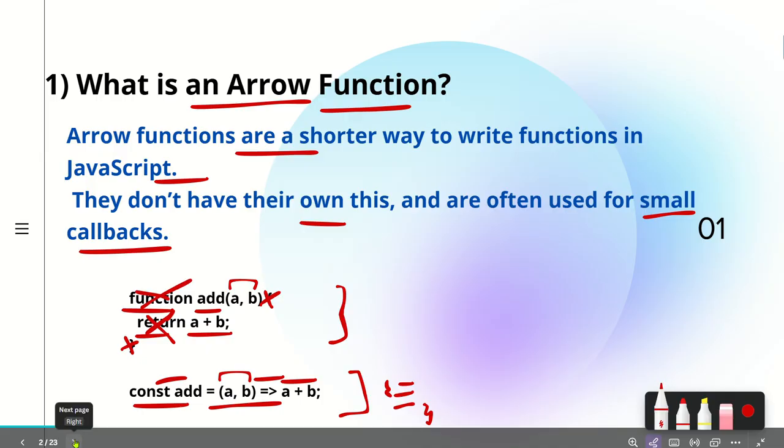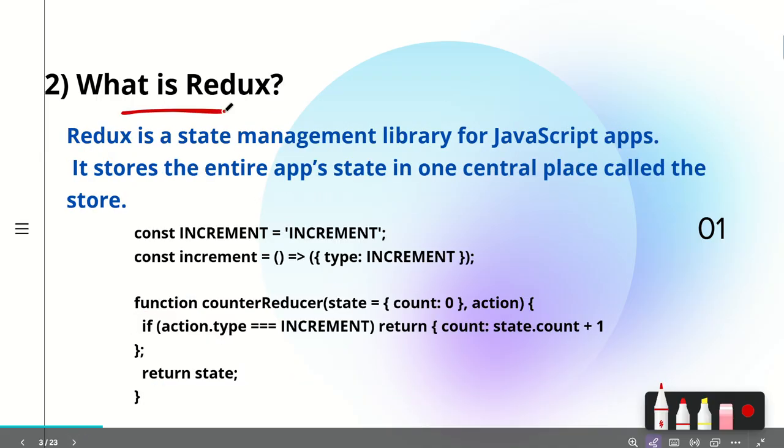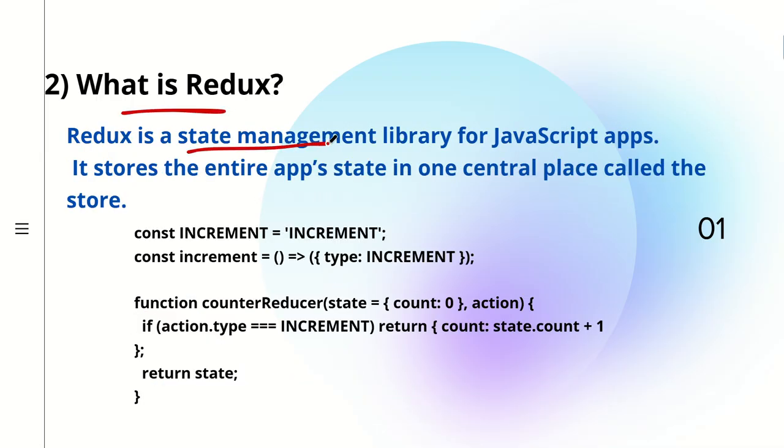Now let's get into our second question, which is, what is Redux? Redux is a state management library, and it is a third party library which is used in multiple JavaScript apps. JavaScript based applications can be React, Angular, Vue, Next.js. So there are multiple libraries which use JavaScript. If we have to manage our data in such applications, we have multiple state management approaches.